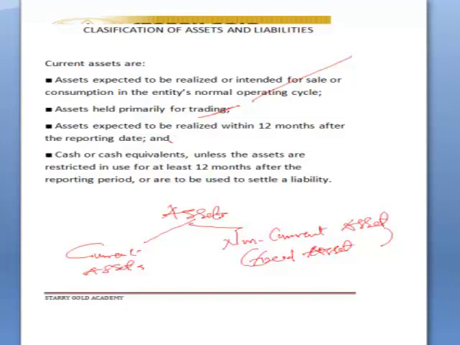Another feature is an asset expected to be realized within 12 months after the reporting date. An asset that recovers or realizes its value within one year is tagged as a current asset. For instance, your prepayments and the receivables, which we normally call debtors, are part of it. They are recoverable, realizable within 12 months after the reporting date. Then cash or cash equivalent.